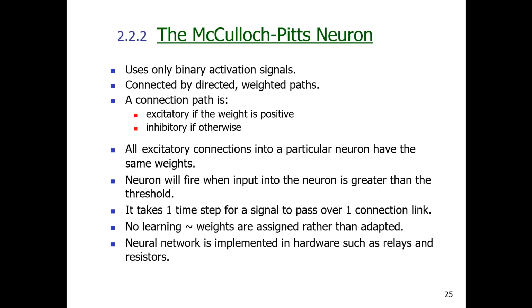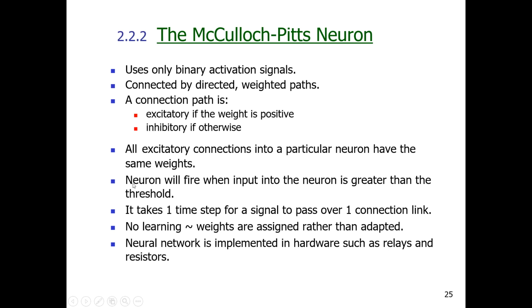So let's look at the first neuron of our module, the McCulloch-Pitts neuron. It uses only a binary activation function, which means the output of your neuron has only two possibilities, either 0 or 1, or minus 1 or 1, and so on. The neurons are connected by directed weighted paths. You have weights whose values you have to find. The connection is excitatory if the weight is positive, and inhibitory otherwise. These terms are not used that much anymore, so I will skip this statement because it's quite irrelevant now.